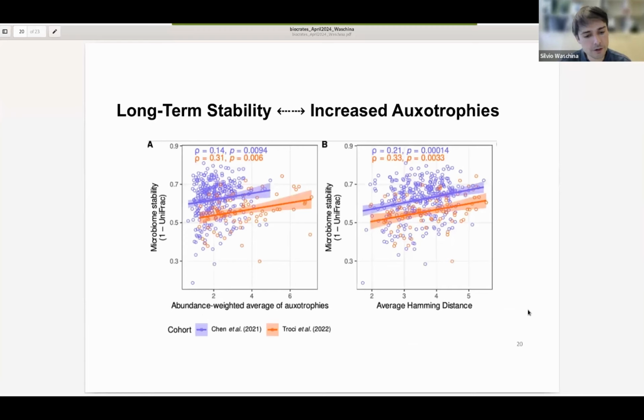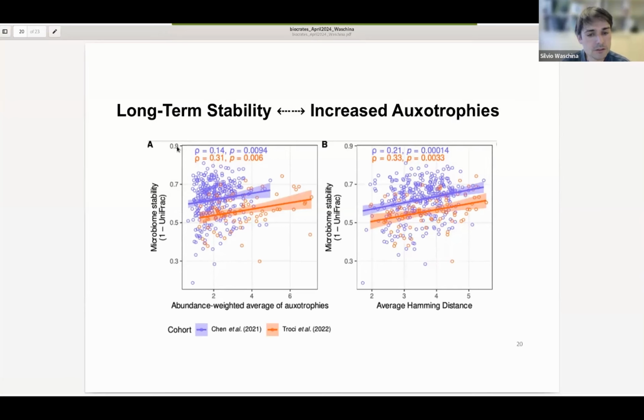What you can see here on the x-axis is the abundance weighted average of auxotrophies, which I introduced earlier, and the average Hamming distance as a measure of potential cross-feeding in these communities for amino acids. And here on the y-axis is the microbiome stability, which we calculated as 1 minus the beta diversity, meaning a higher value indicates higher stability.